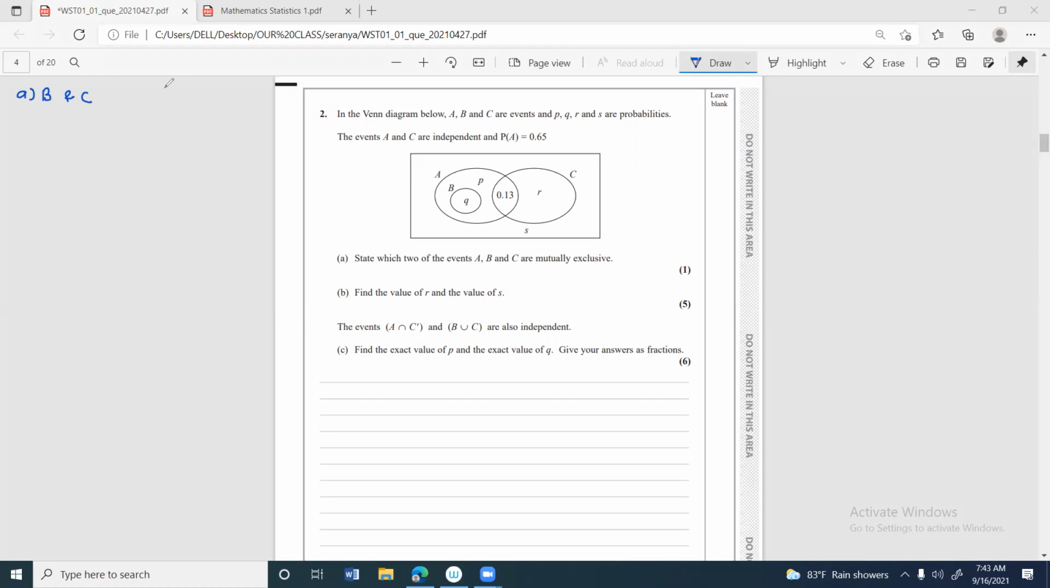If the events are independent, I'll just mark a small note. If A and B are mutually exclusive, the intersection of A and B is a null set. That means the probability is 0. If the events are independent, the probability of A intersection B would be equal to the product of the individual probabilities. That's the fact we need to understand with this question. But here they ask about mutually exclusive, so you can just mark it right. Find the value for R and S.